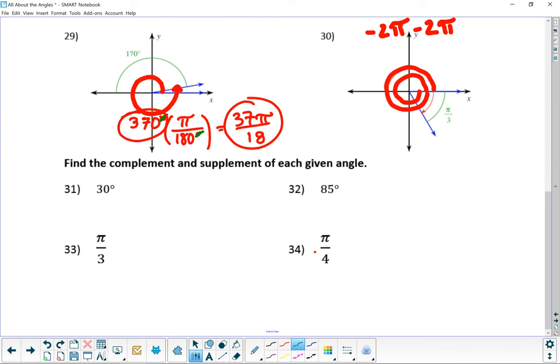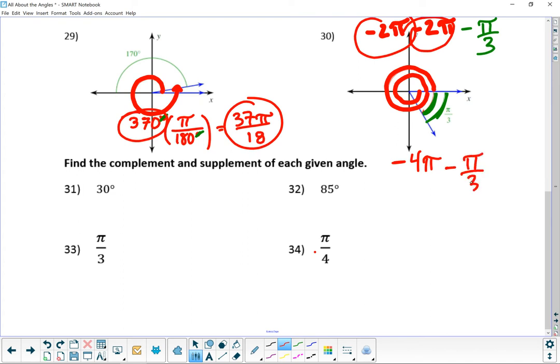And then this one's pretty nice. This tells us that little piece that I have, that's pi over 3. Right? That piece is pi over 3. So I need to go backwards another pi over 3. Okay? So altogether I have negative 4 pi, because negative 2 pi and negative 2 pi is negative 4 pi. And I need to subtract pi over 3.